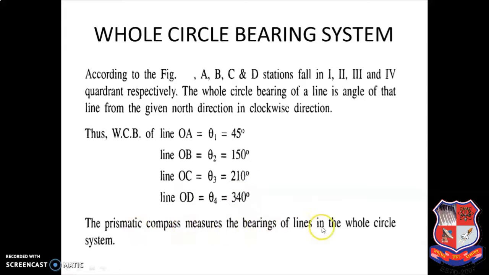The prismatic compass measures the bearing of lines in the whole circle bearing system. As you know, there are 2 types of compass, prismatic compass and surveyor compass. So prismatic compass always gives which type of reading? Whole circle bearing system type of reading. And surveyor compass always gives which type of reading? Reduced bearing system type of reading or quadrantal bearing system type of reading.